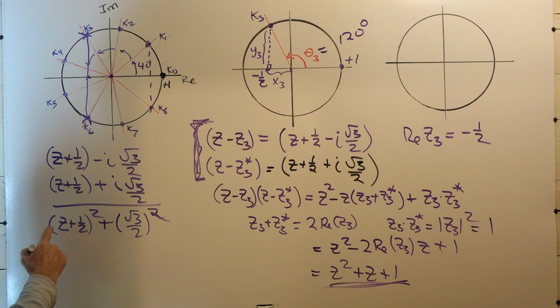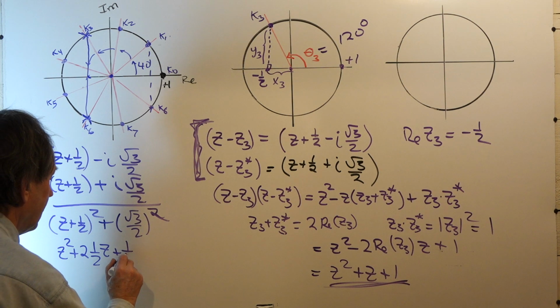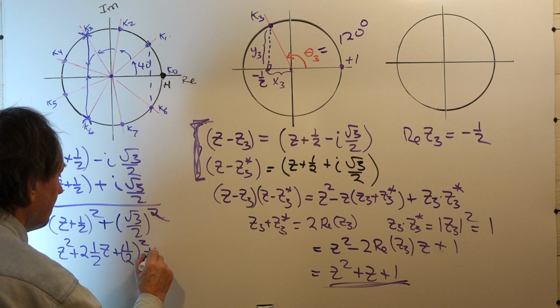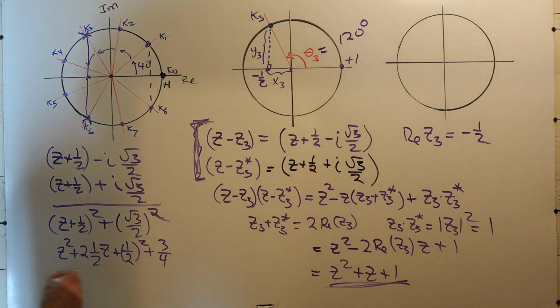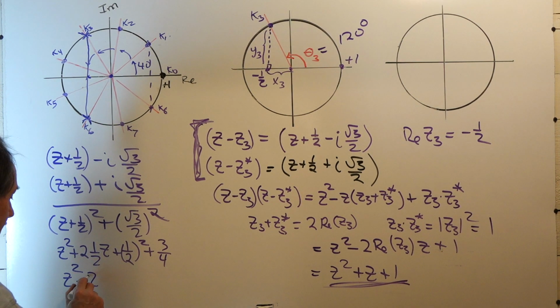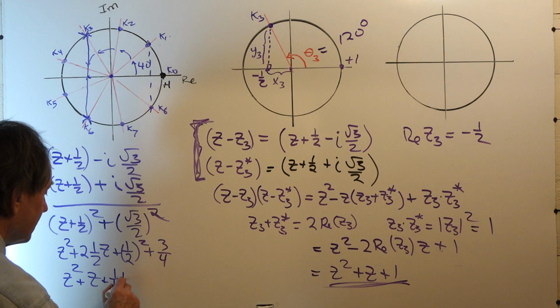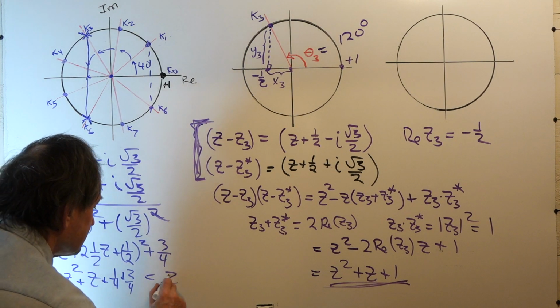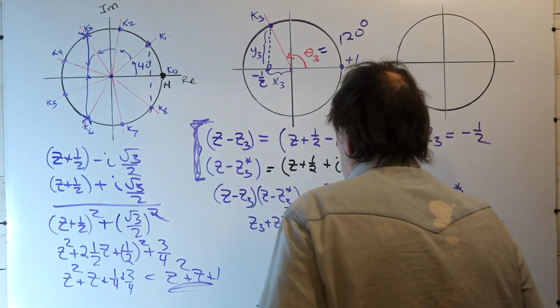Multiplying this out, z plus 1/2 squared is z squared plus twice 1/2 z plus 1/2 squared. Plus square root of 3 over 2 squared is 3 over 4. This becomes z squared. 2 times 1/2 is just 1. And then we have plus 1/4 plus 3/4. So this becomes z squared plus z plus 1, which is the same as what we got there.